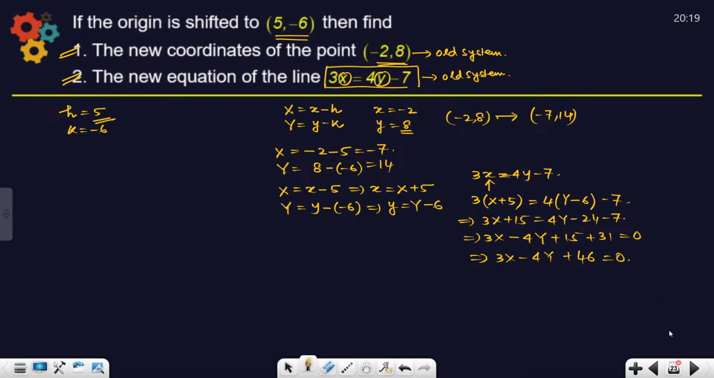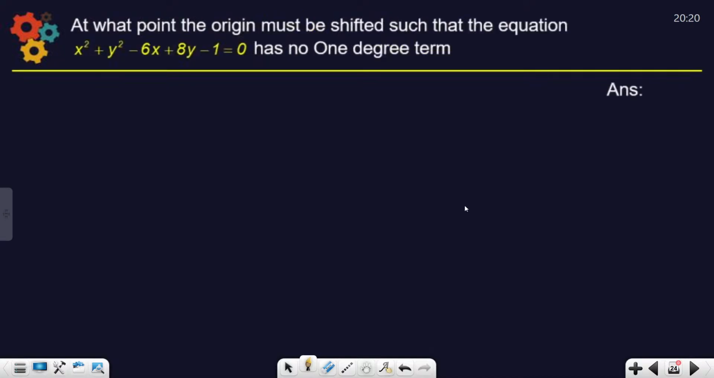Okay, let me take another problem. See this question. Ashish, please try to see this sum. You will understand what to do in your problem. The question is same as this, your question and this question are almost same. At what point must the origin be shifted?